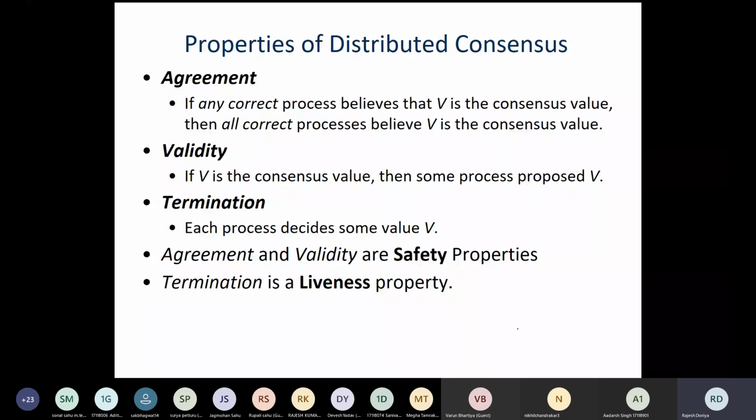So the properties of distributed consensus are the agreement, since all the processes are going to agree on a common value, and then the validity. So whatever value has been proposed, that will be carried by all the processes, and then the termination. In case all the processes have decided some value, then after deciding that value, the overall process will get terminated. So these 3 points are going to define your safety and liveness property. Fine.